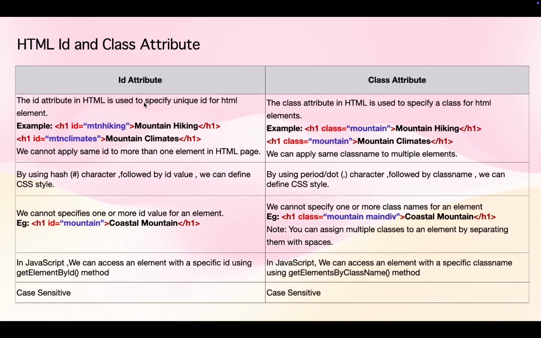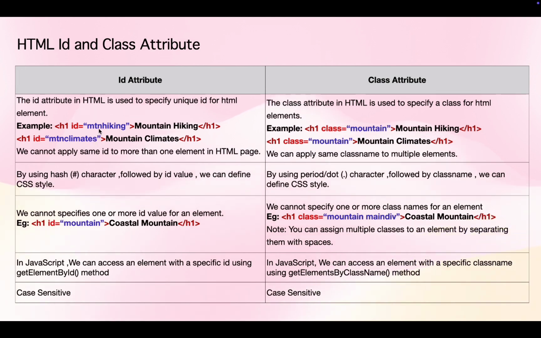Hi all, let's see ID and class attribute in HTML. Let's see ID attribute first. By using ID attribute, we can specify unique ID for HTML element. For example, inside HTML element, we can specify any unique name by using ID attribute like this. But note, we cannot apply same ID to more than one element in HTML page.